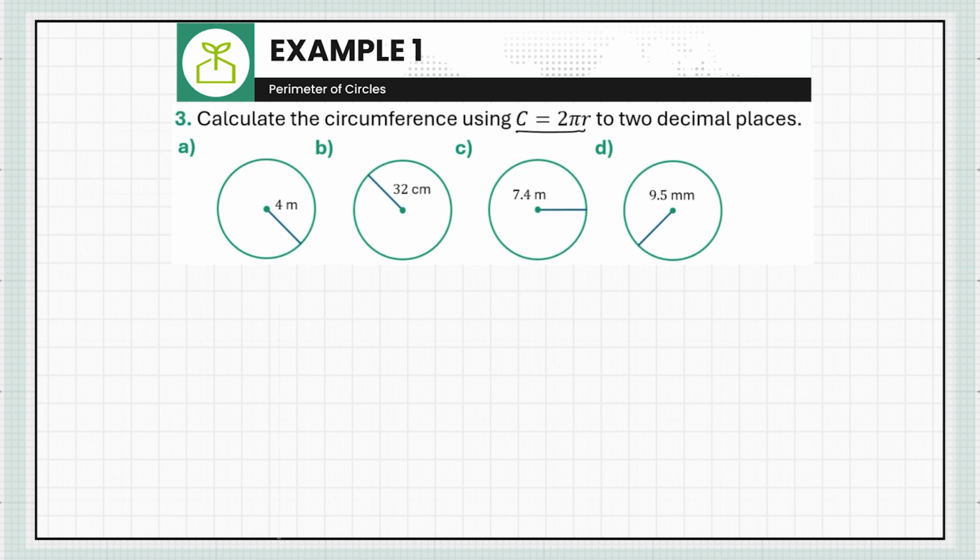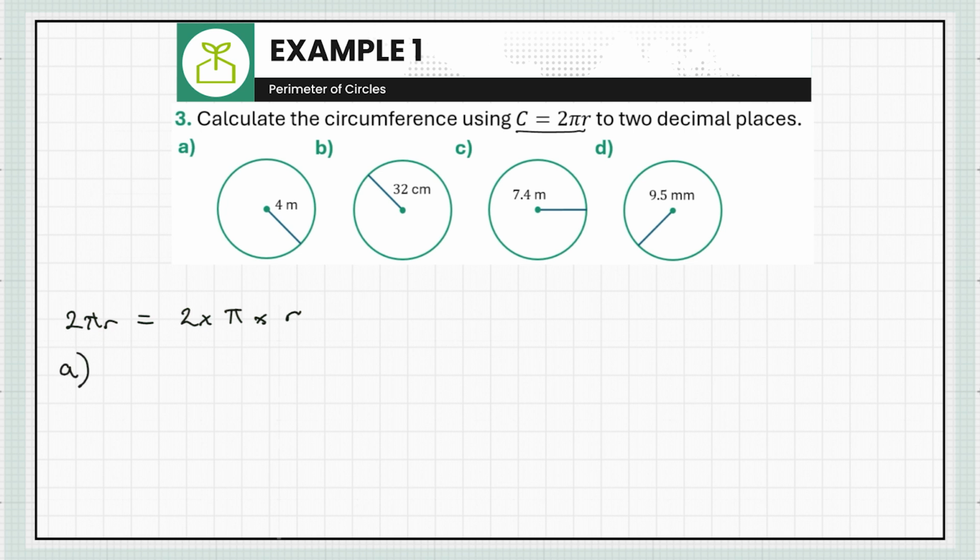And if you remember from algebra, 2 pi r is exactly the same thing as 2 times pi times r, which is our radius. So in each one of these particular questions, we're given a radius, and all we have to do is calculate what our circumference is going to be. And to do this, we're going to use a calculator.